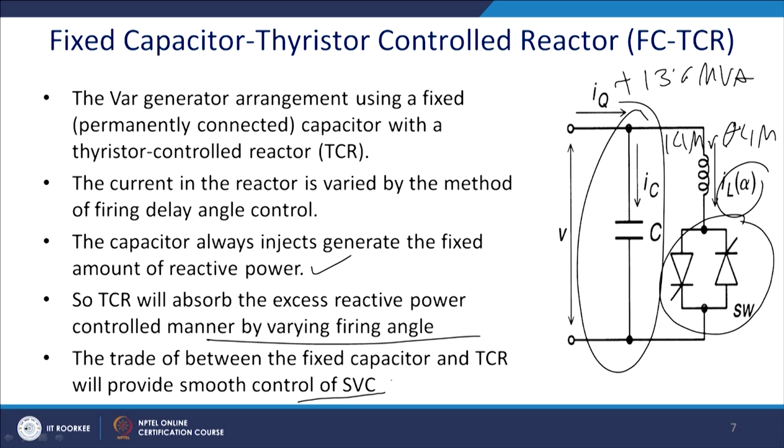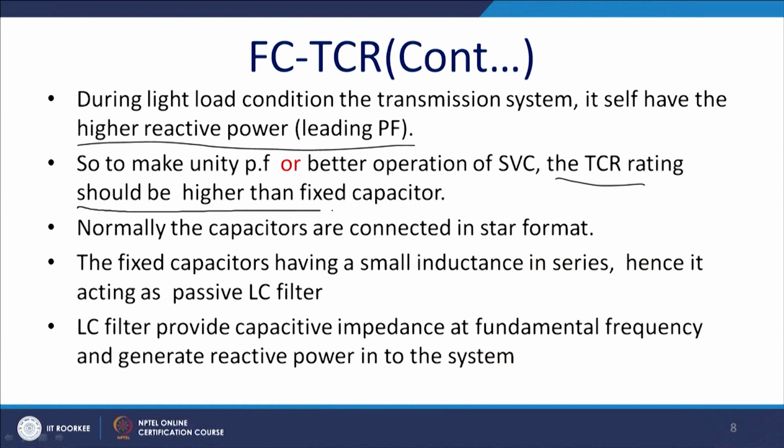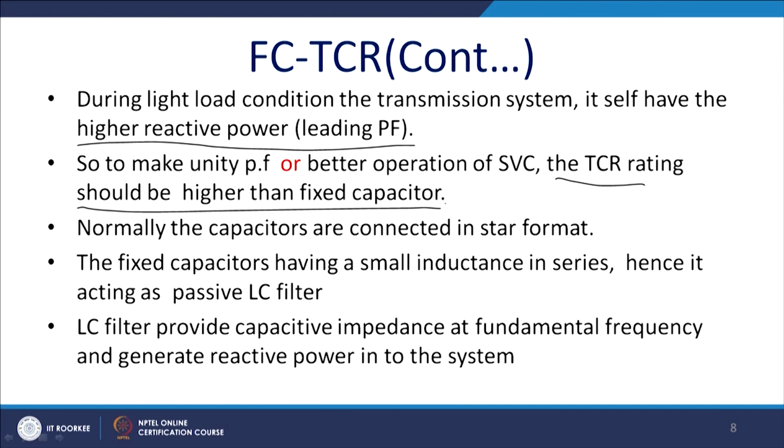So, we will have bulk compensation by this fixed capacitor, and whatever is the small amount of additional requirement, the remaining will be compensated by the TCR, and thus you get the actual rating. So, there is a problem. During the light load condition, the transmission system itself has a higher reactive power, or a leading power factor. So, to make unity power factor operation of the SVC, the TCR rating should be higher than the capacitor, because as I was saying, 0.4 is required to be compensated. Since this capacitor is placed and the power factor is nearly unity, it will be again leading. So, the power rating of this TCR has to be very high. This is one of the major disadvantages of this fixed capacitor TCR.